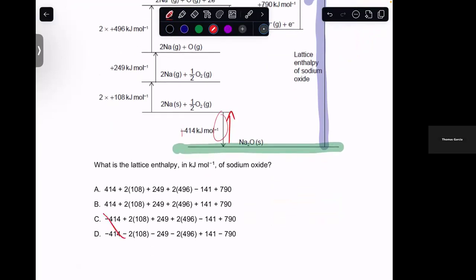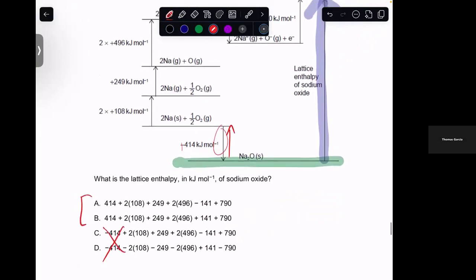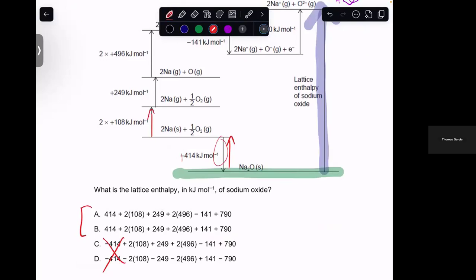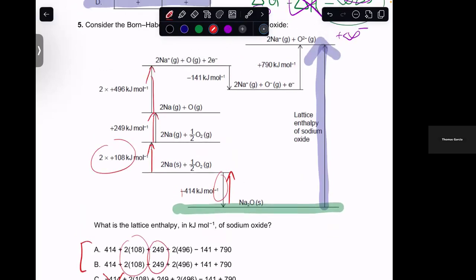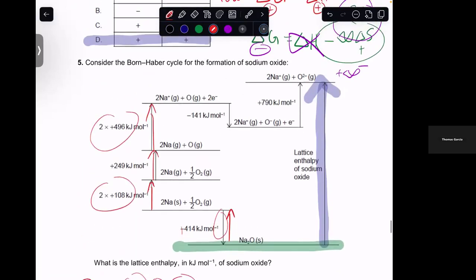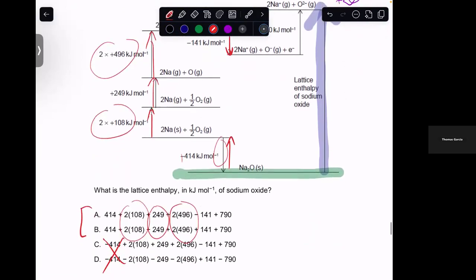So right away, it cannot be C or D because we're starting with 414. All right. From there, we're going to add 2 times 108. Cool, they both do that. We're going to add 249. Cool, they do that. We're going to add 2 times 496. They do that. Then we're still following this arrow. We're going to subtract 141. All right, our answer is A.